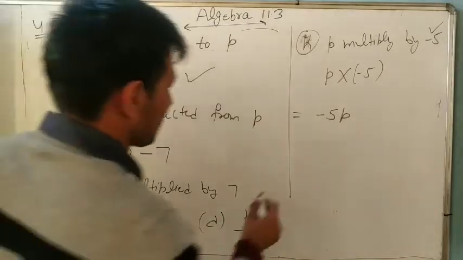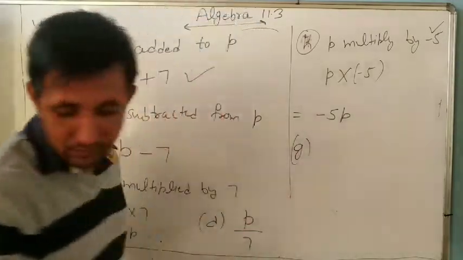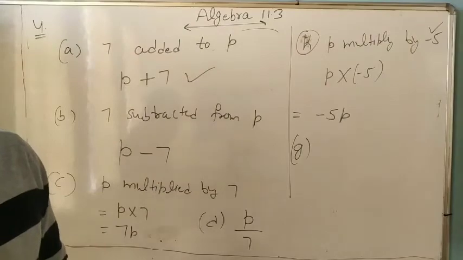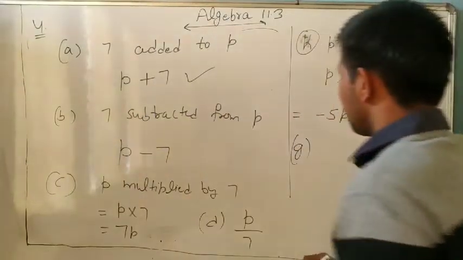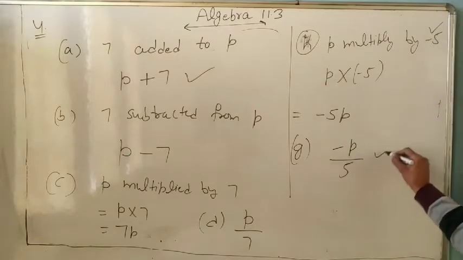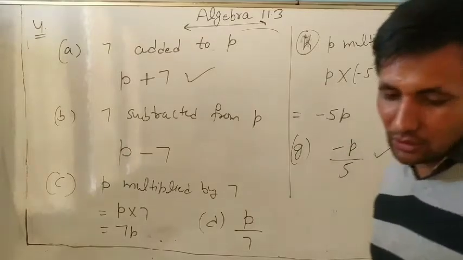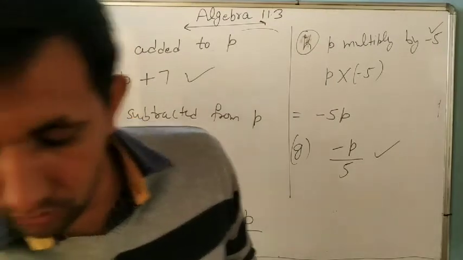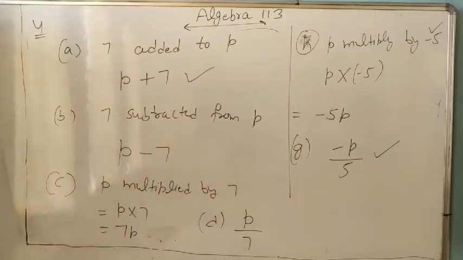One more part, if you want to ask me, G part. Minus P divided by 5. So minus P and divide by 5. It is your answer. Understand it? So do question number 4 yourself. Very easy questions. Okay.